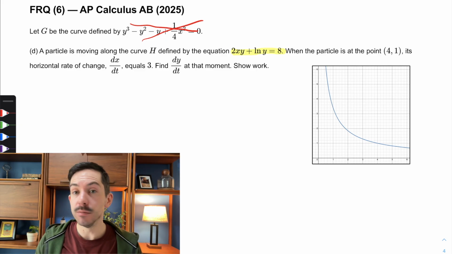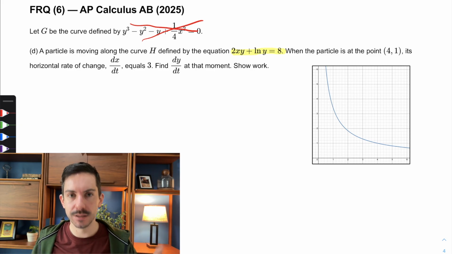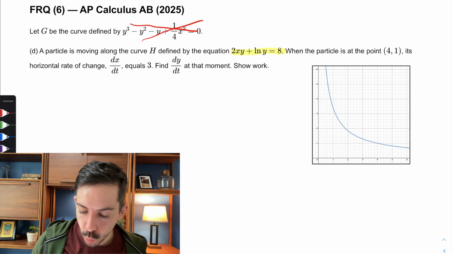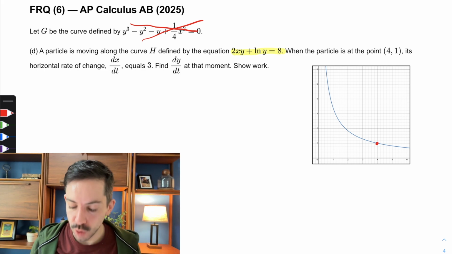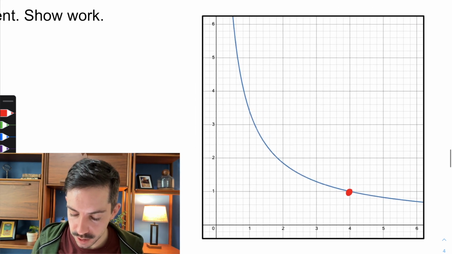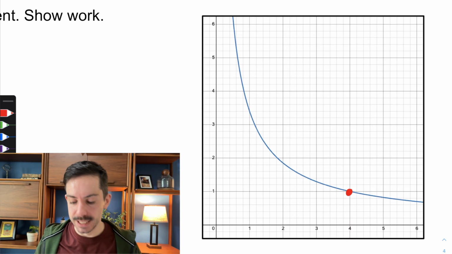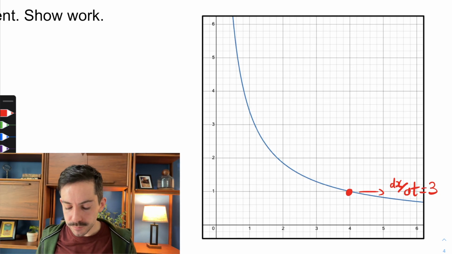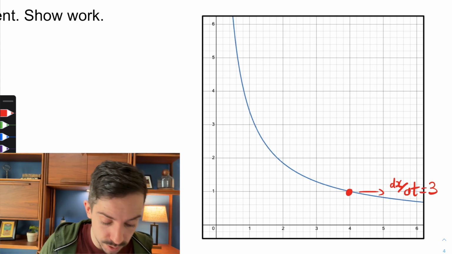And there's a particle moving along this curve. Usually particles for us move along x-axes, straight lines. Today it's curving things up. So when the particle is at the point (4, 1), this point right here on the curve, let me zoom in for a second. We're told that the horizontal rate of change, its horizontal velocity in some sense, is dx/dt equals 3. And they want us to work out what dy/dt is at that moment in time.